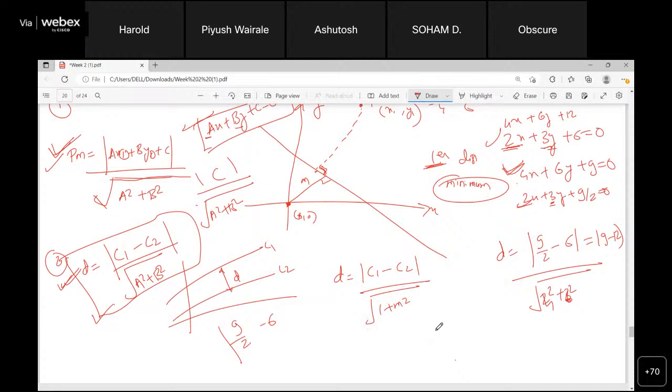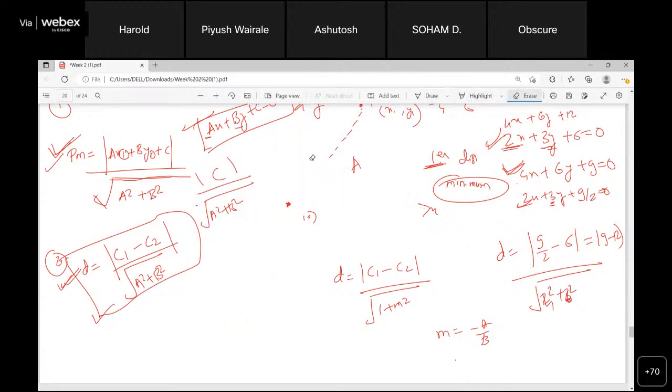But you remember what our m is? Minus a by b, right? So here we are discussing this, where the capital C is equated with the general equation. Sir, I have a doubt. Why should the coefficients be the same, sir? Yes, I will come to that. First we'll discuss this part.